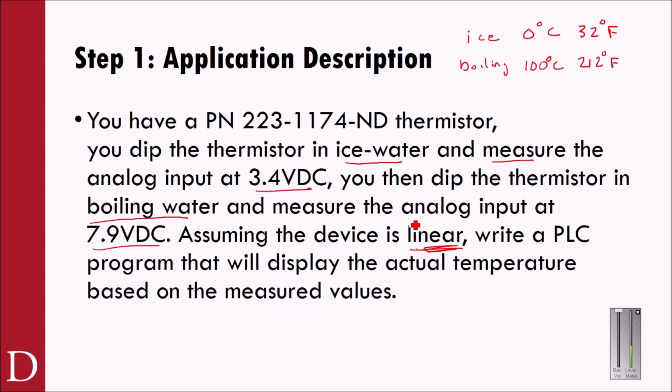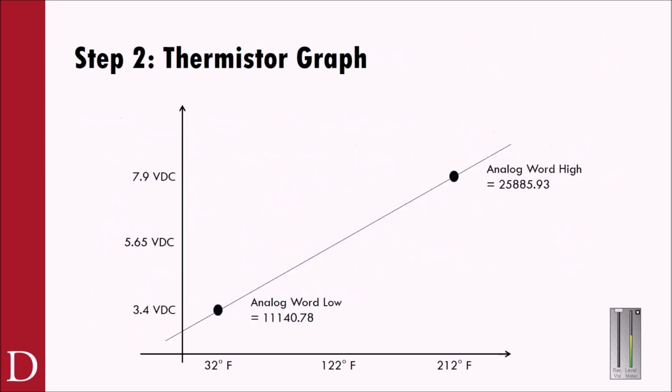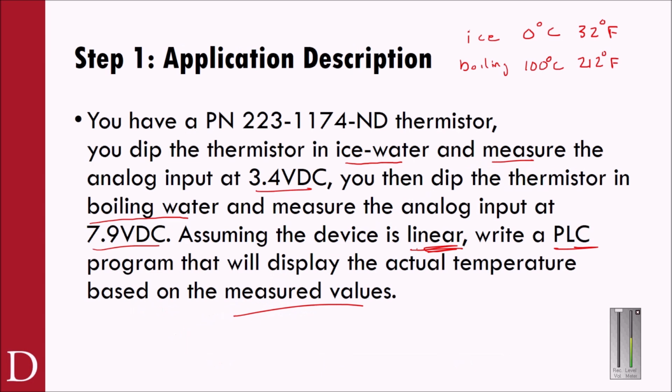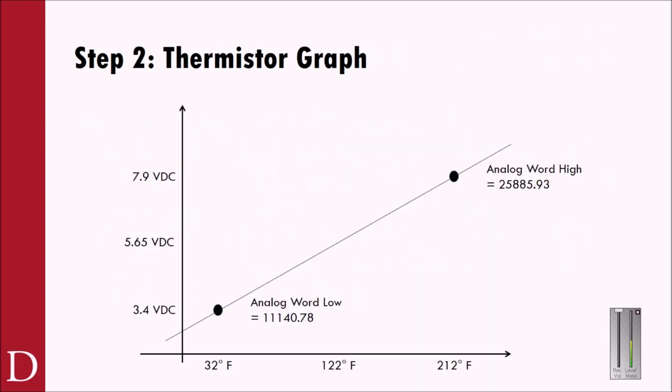And what we want to do is write a PLC program that will display the actual temperature based on those measured values. So the first thing I do, that was step one. I kind of want to calibrate my sensor. In ice water, I measure this, and in boiling water, I measure this. So I can see what my two values are. Now, because we've assumed it's linear, we're going to go to step two.